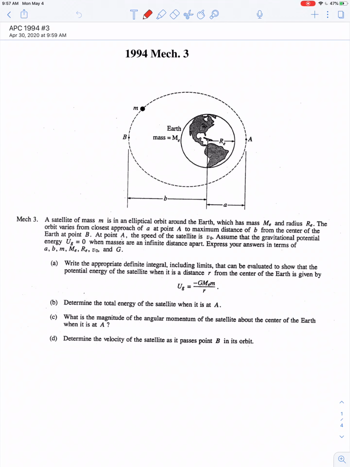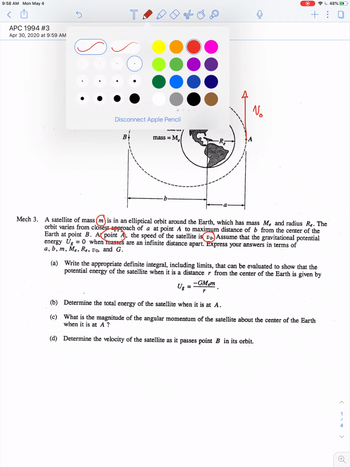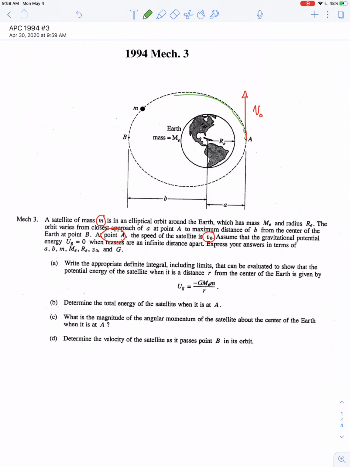Here's a problem on satellite motion for an elliptical orbit. This is from the AP Level C Mechanics exam from the year 1994. This is problem number 3, and we're told that a satellite with a mass of m is in an elliptical orbit as shown by the dashed line in the diagram, and when it passes point A, it has a speed of v0. So let's draw that in. When it's at point A, speed is v0. Okay, and then it's going to follow this elliptical orbit and at some point reach position B.